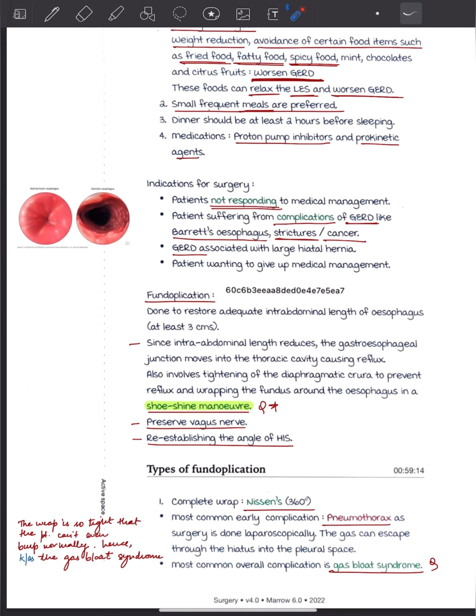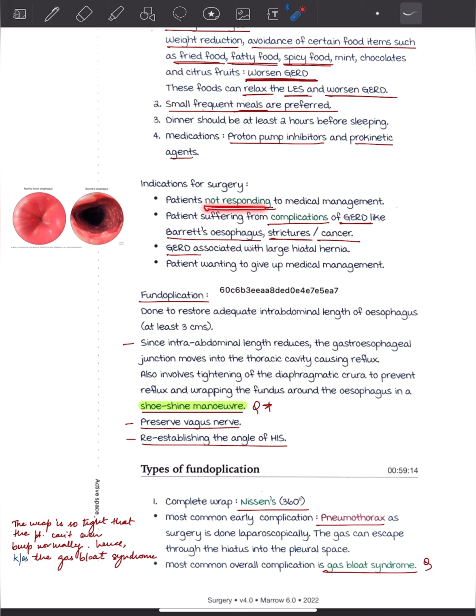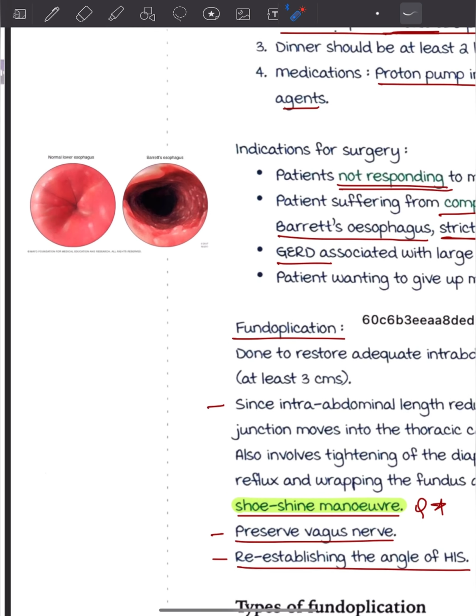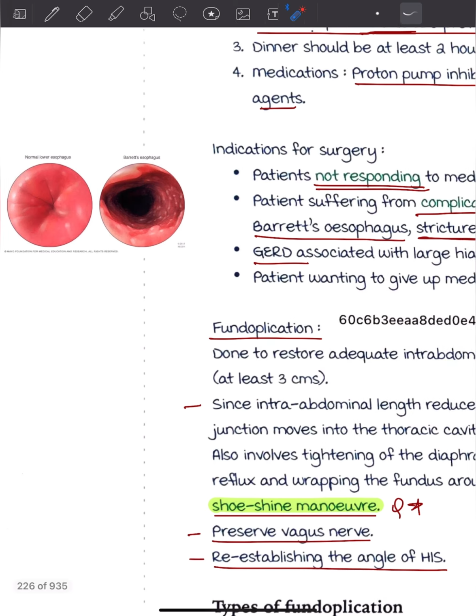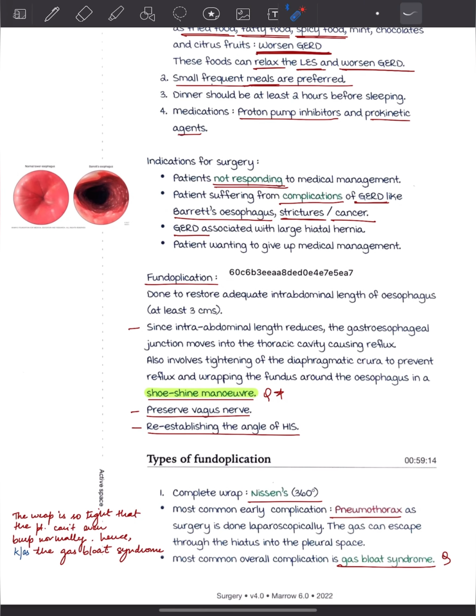Now, what are the indications for surgery? Patients who are not responding to the medical management, patients who are suffering from complications of GERD like Barrett's esophagus, strictures or cancers. What is Barrett's esophagus? Now here I have downloaded a picture. This is Barrett's esophagus. The lower part of the esophagus, the mucosal wall is all eroded. Now this is the normal lower esophagus where even the sphincter is closed, you can see. But in Barrett's esophagus, it is open and the walls are eroded. This is one of the complications of GERD. Now GERD is associated with large hiatal hernia, or the patient wanting to give up medical management. Then we can consider surgery.